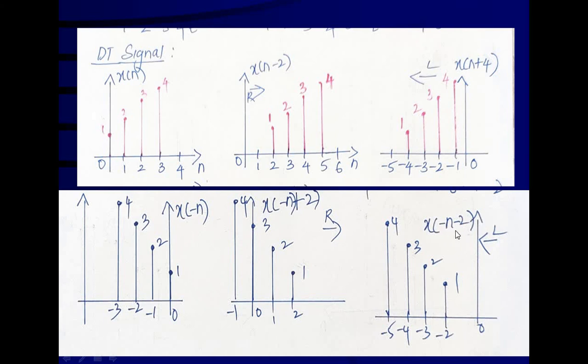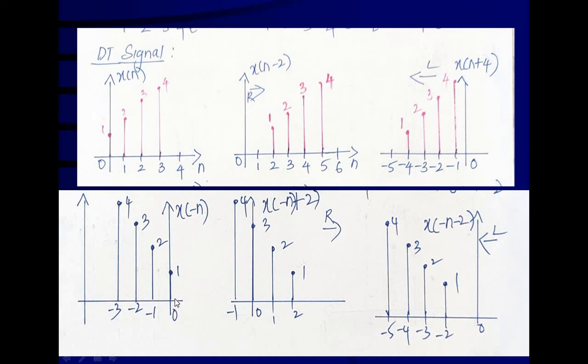Similarly, to create the x of minus n minus 2 signal, use x of minus n as your reference and move your signal towards the left side for 2 time units. As you can see here, the starting point is minus 3. Let's check for the new signal. 2 time units to the left side. So minus 3 to minus 4, minus 4 to minus 5. So now your new signal will start at minus 5, which has the same amplitude value, 4.